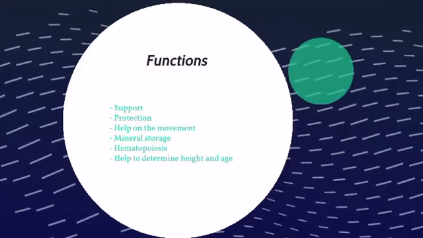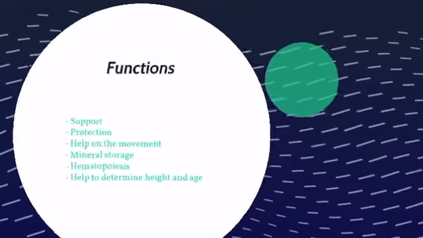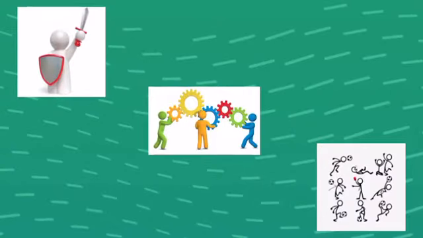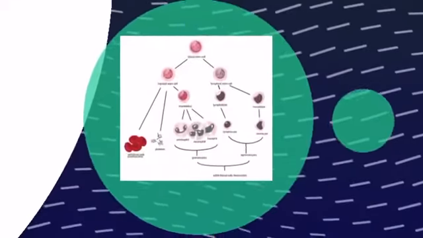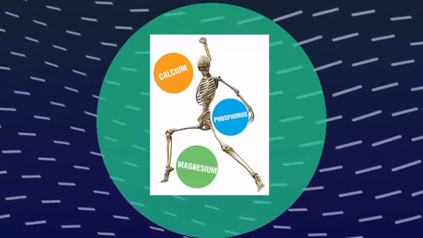We are going to talk about the bones. The bones are an essential part of the human skeleton. They give it support, protection, help with movement, are one of the places where we can store minerals, and they also have a hematopoiesis function, producing blood cells from their red bone marrow.